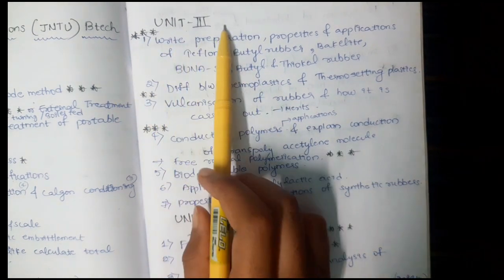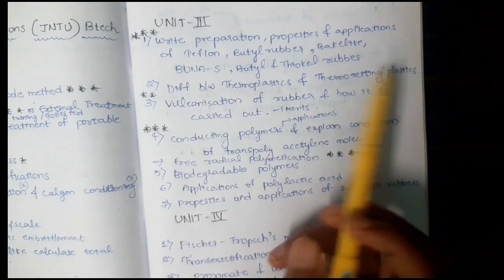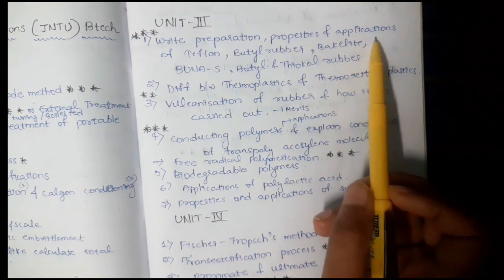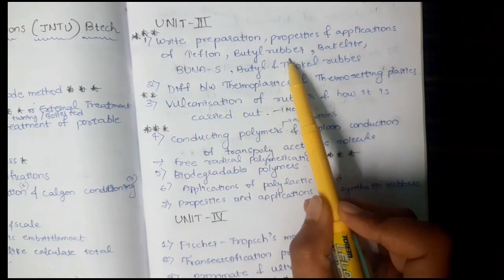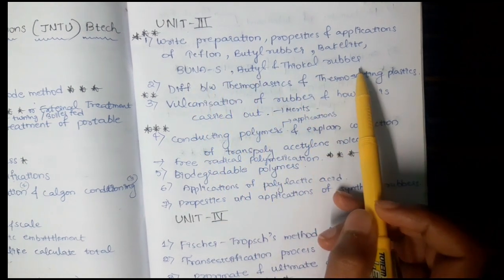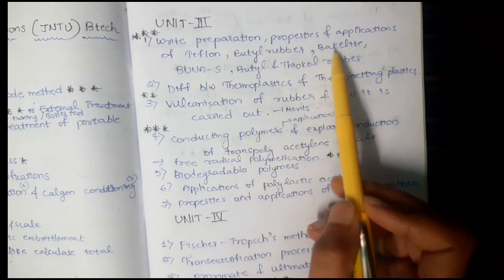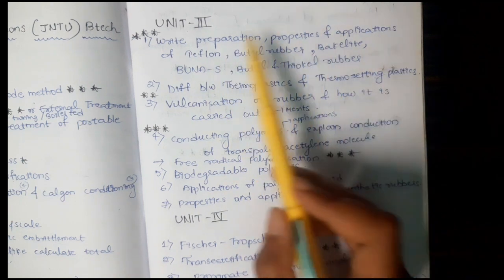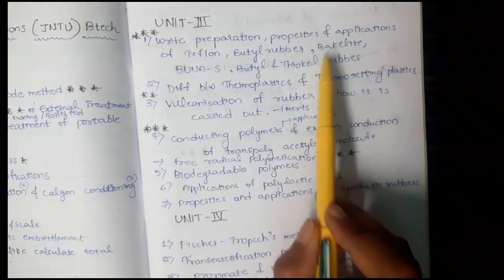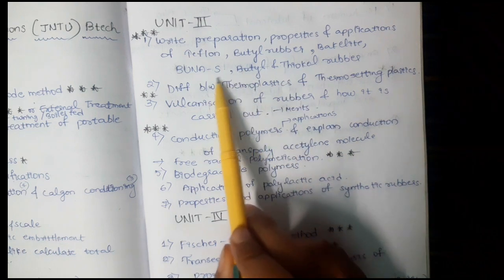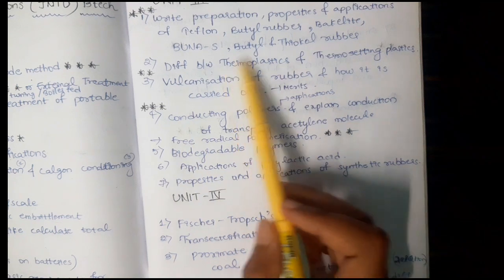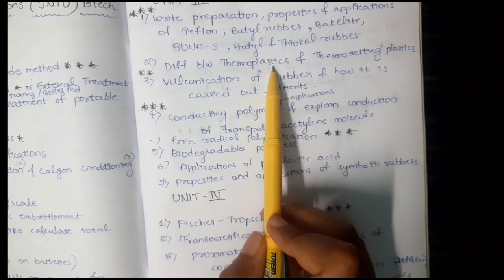Next, from unit 3, write the preparation, properties and applications of Teflon, butyl rubber and bakelite, Buna S and Thiokol rubber. From this they can ask any 2 or 3 and their preparation, properties and applications. This is a very important question. You should prepare a lot from this chapter. Next, difference between thermosetting and thermoplastics.